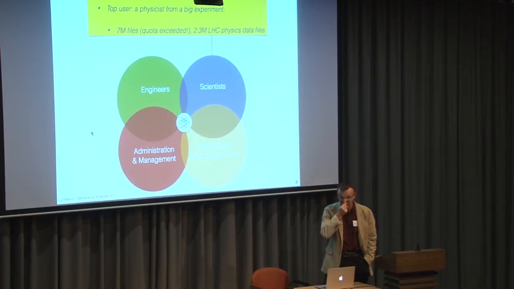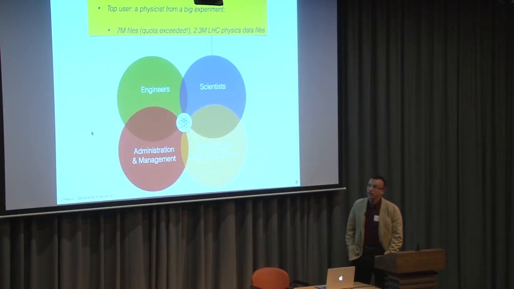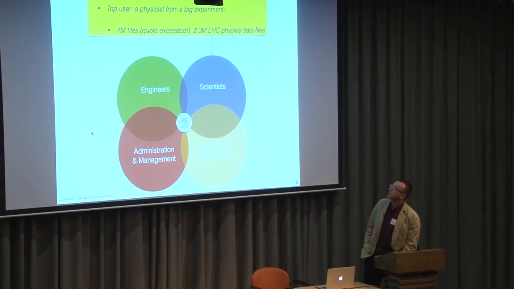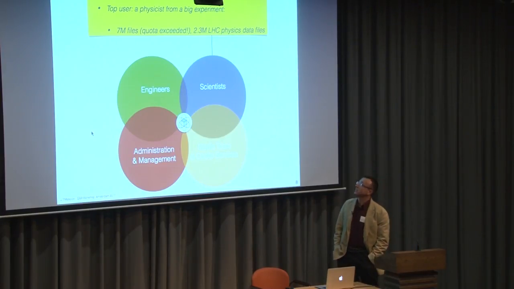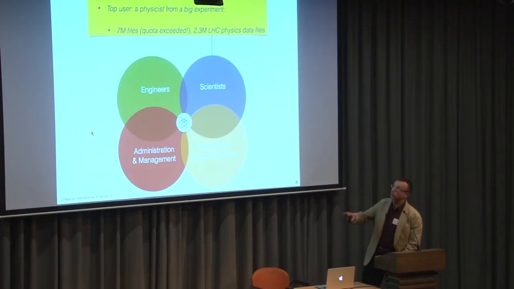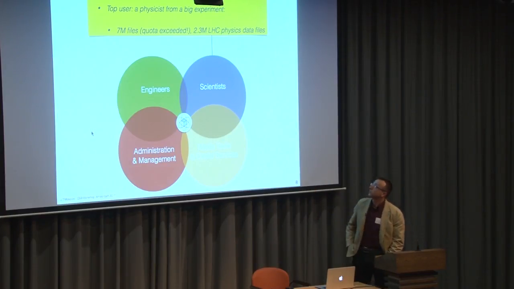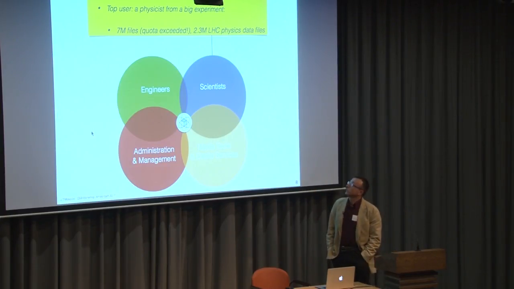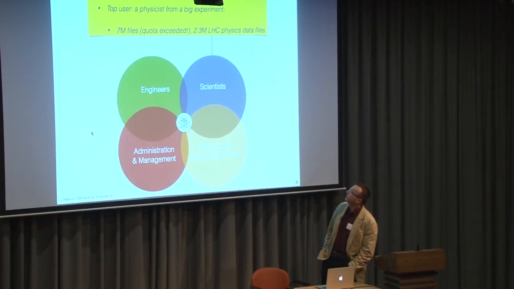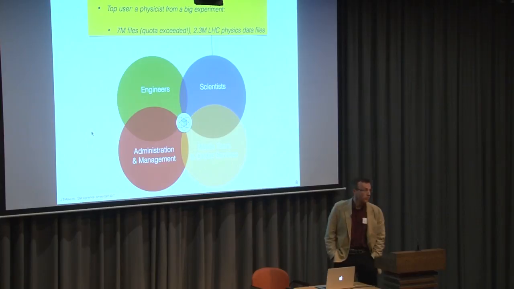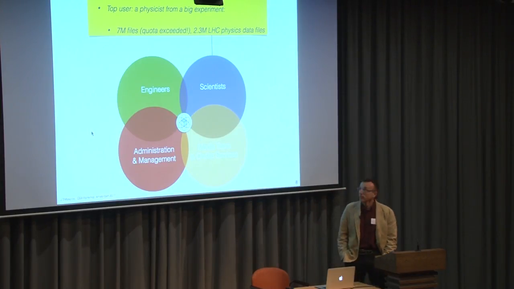And finally, we have scientists, so we have physicists. These people store physics data sets and code repositories and also general Unix use. Just to illustrate, the top user of our system is a physicist from a big experiment. He has 7 million files, and I'm not quite sure how he got it because it's exceeding the quota. Probably we bumped it up for him.